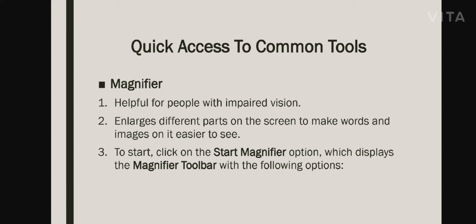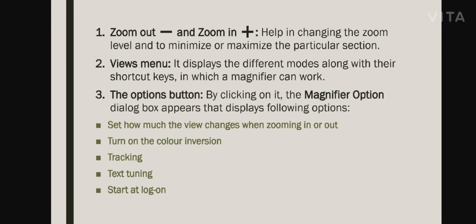Quick access to common tools. Magnifier. The Magnifier tool is helpful for people with impaired vision as it enlarges different parts of the screen to make words and images on it easier to see. To turn on Magnifier, simply click on the Start Magnifier option, which displays the Magnifier toolbar with the following options. Zoom out and zoom in. These buttons help in changing the zoom level and are used to minimize or maximize a particular section.